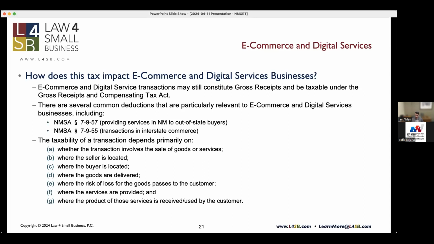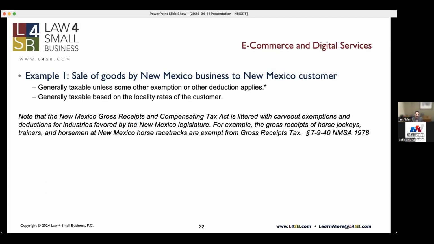Where the seller is located, I'm going to assume for this presentation that the seller is located in New Mexico. And then you look at where the buyer is located, where the goods are delivered, where risk of loss passes to the customer, where services are provided, and whether the product of those services is received or used by the customer in or out of New Mexico. All of these things really matter for determining if your transactions are taxable, deductible, or otherwise.